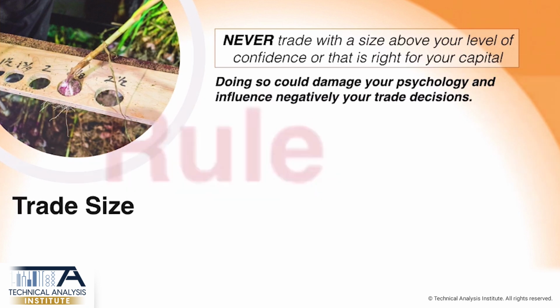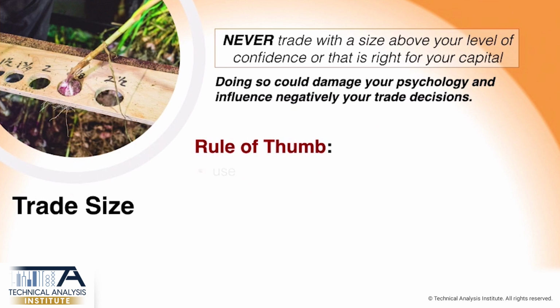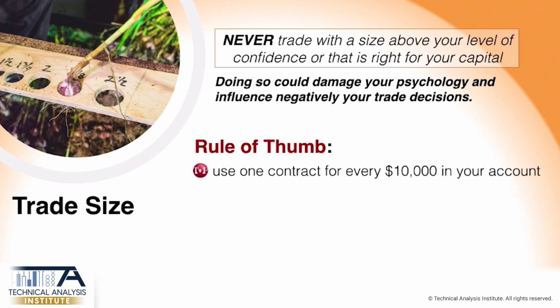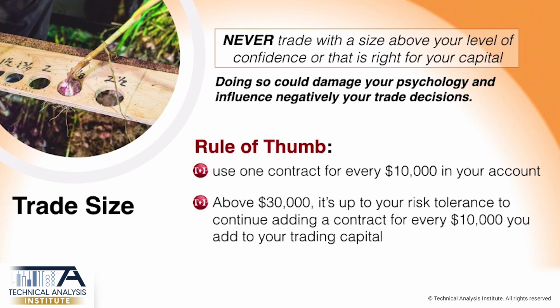Our money management basic rule is this: use 1 contract for every $10,000 in your account. That means that if you only have a $10,000 account, no matter how reliable the DFTS is, you must trade 1 contract until you reach $20,000. At that point, you may use 2 contracts until you reach $30,000. And above $30,000, it's really up to your risk tolerance to continue adding a contract for every $10,000 you add to your trading capital.